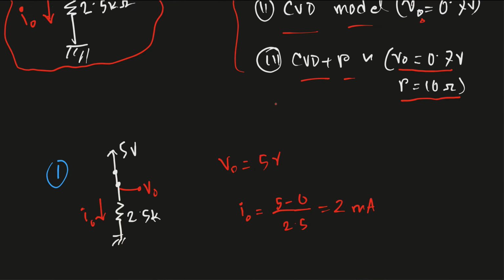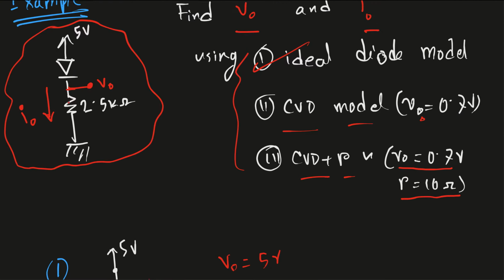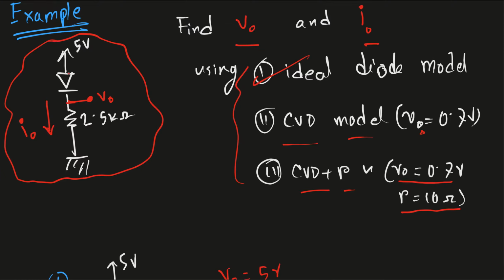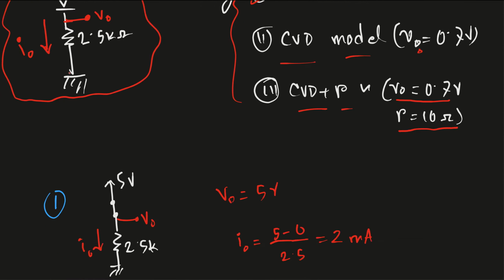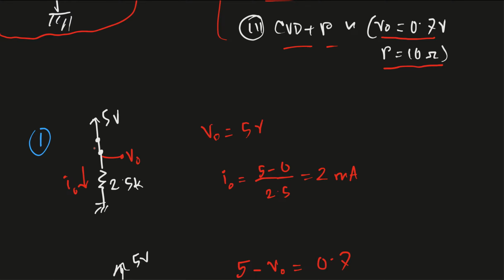In the first case, the ideal diode, let's first say that the diode will be on, right? Because 5 volt, 0 volt, the current will always try to flow in this direction. So the diode will be on in all these cases. In the ideal diode model, since the diode is on, we will replace it with a short circuit. Since this node and this node are shorted, the V0 will be 5 volt.